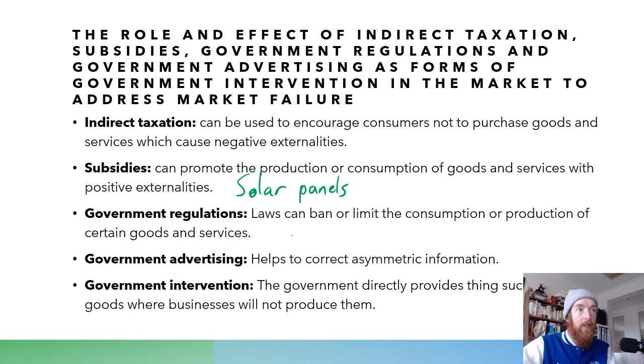Government regulations, so laws, age limits, bans of certain things. Government advertising, so health warnings. Government intervention, so some things government will just provide themselves. So parks, footpaths, etc. Public goods that the government provides to fix that form of market failure.